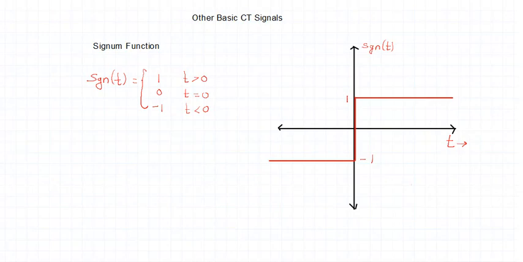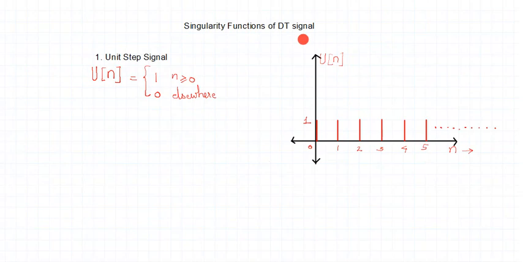Now we move on to singularity functions of DT signal. So again, we have three singularity functions the way we had studied for CT: unit step, unit impulse, and ramp. Now let us see the unit step signal for DT signal. The signal is u of n. We had denoted u of t for CT signal. It is called u of n for unit step signal in DT. How is the equation? It is 1 for all the positive values of n. Everywhere else it is 0.